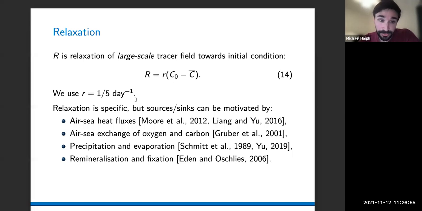So for example, for temperature, they undergo air-sea heat fluxes. For oxygen and carbon, they are also exchanged between the air and the sea. Salinity undergoes large-scale sources and sinks because of the processes of precipitation and evaporation. And for some minerals like nitrate, they also undergo sources and sinks due to processes like remineralization and fixation.